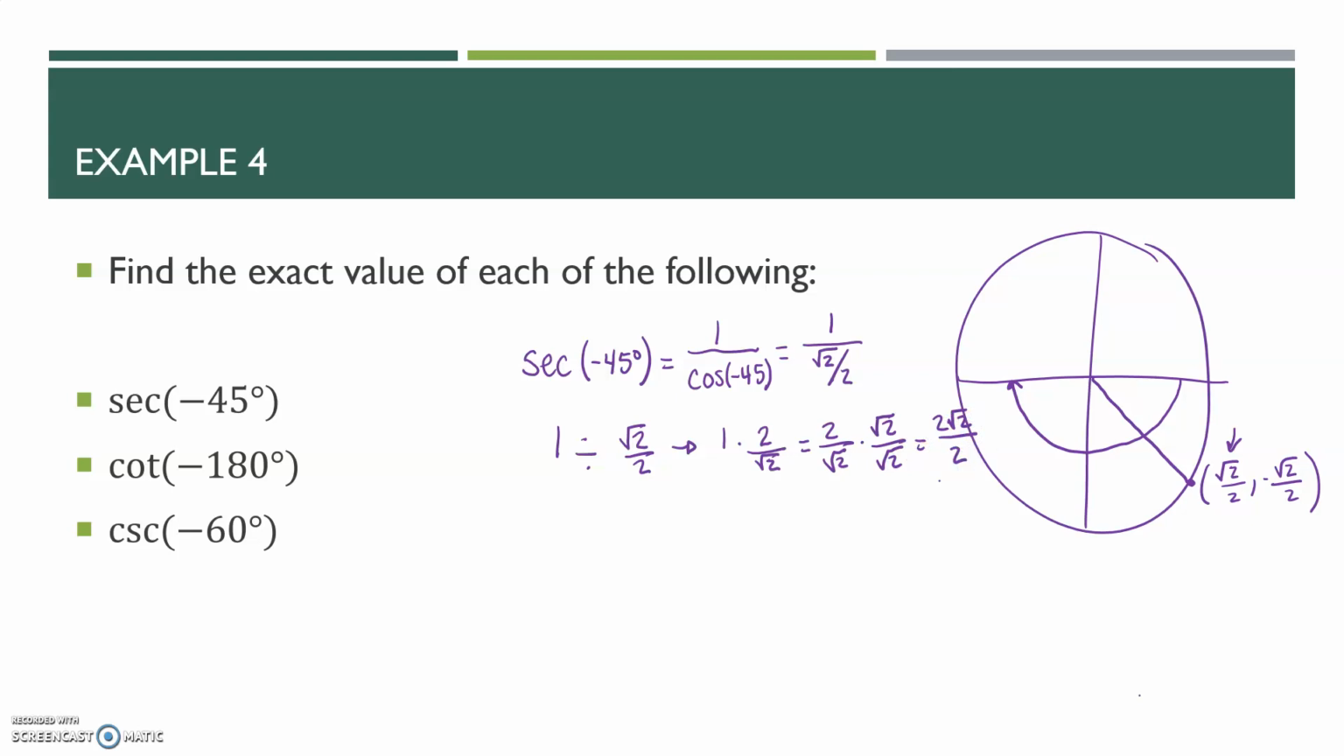But I can simplify a little further. I've got these 2's on the outside. I can't touch the 2 that's under the radical, but this is in front and this is below, so those can cancel out. So my final answer should just be the square root of 2.